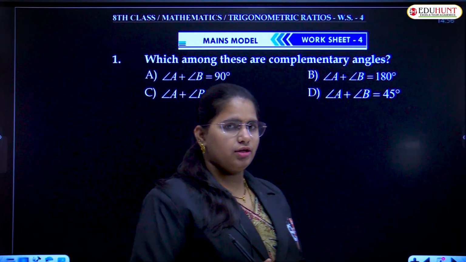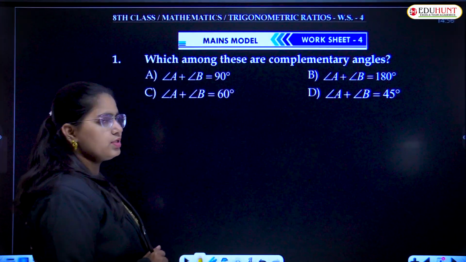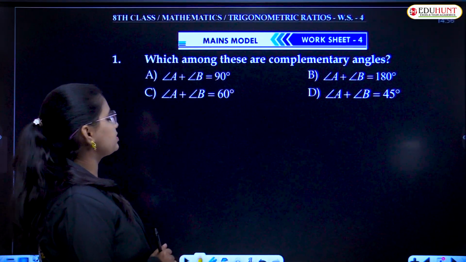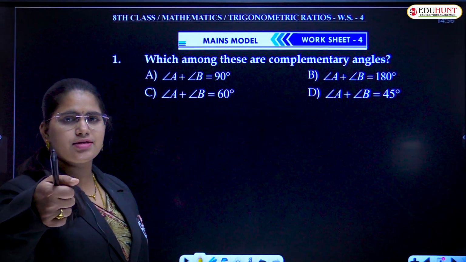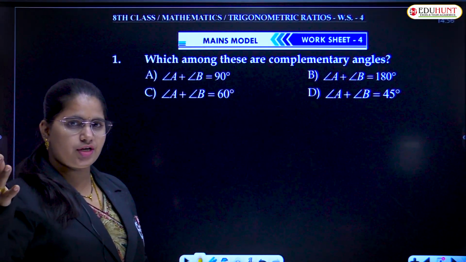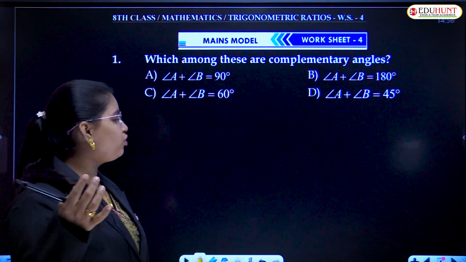So, what is our first question? It's worksheet number 4. Let's get back to the first question. Yes, you should be very energetic, right? You should be focused.